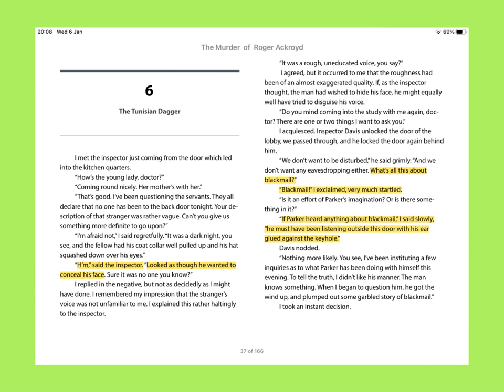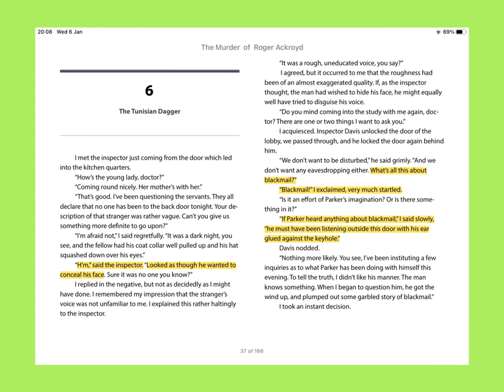Nice small moment of humour here in terms of how inept and incompetent your typical inspectors are. We're needing Poirot here because we're going to struggle to find the murderer with this level of skill. "The fellow had his coat collar pulled well up, and his hat squashed down over his eyes," said the inspector, Inspector Davis. "Looks as though he wanted to conceal his face." Really? We need Poirot, okay?